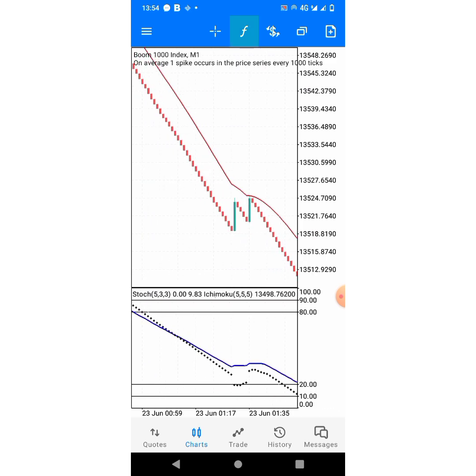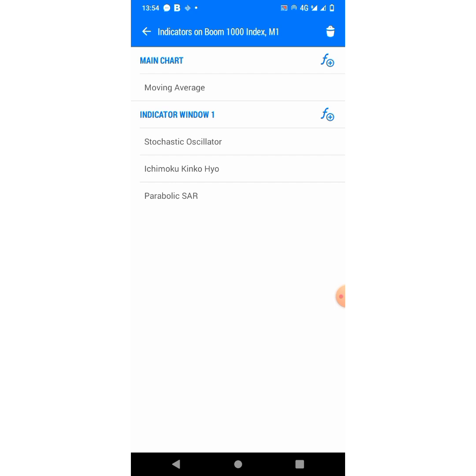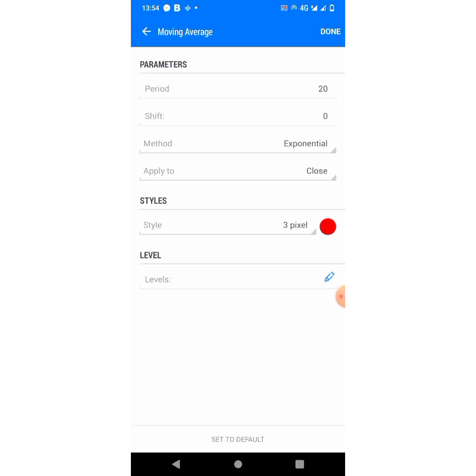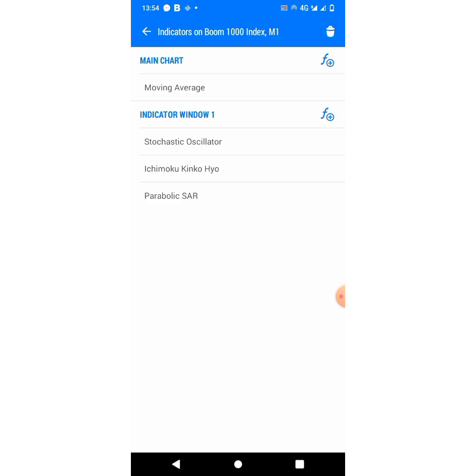Thanks for staying tuned and being patient to watch this video to the very end. So the settings are: period 20, shift 0, method exponential, apply to close, style is 3 pixel, color red. When you're done, you just click on done, and it takes you to the main chart.